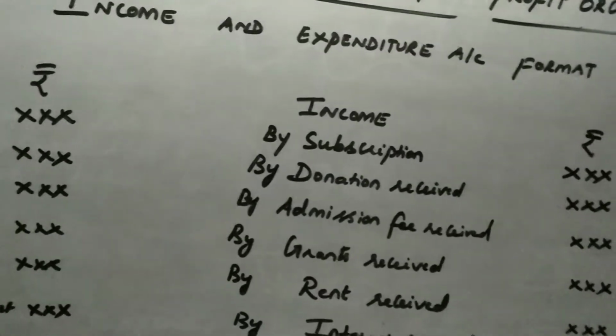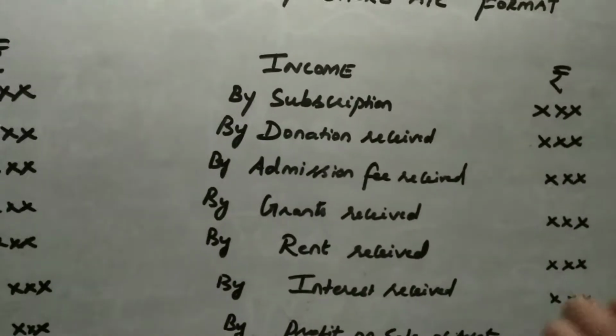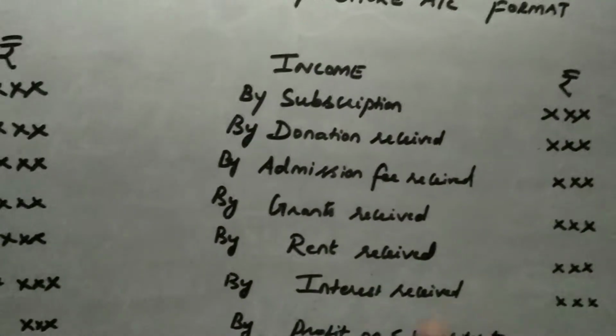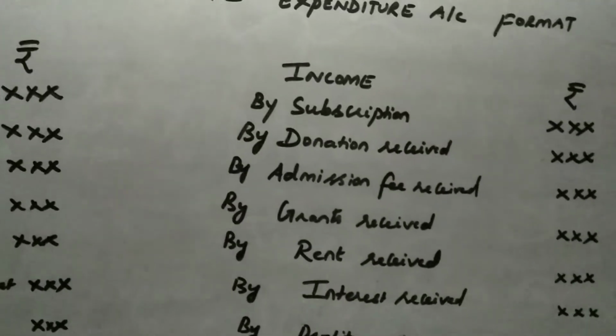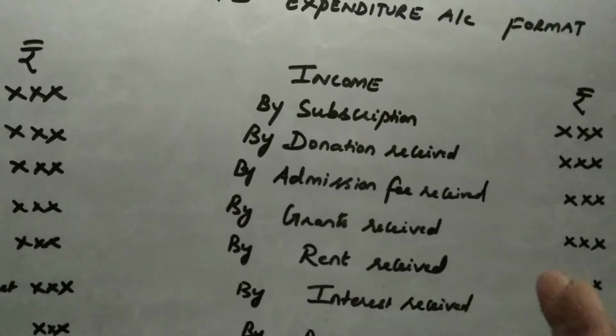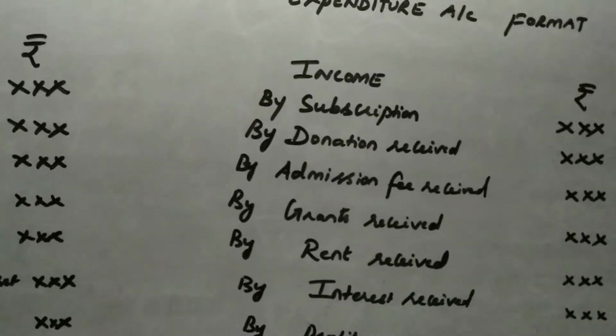Then rent received, it's an income. Interest received, income. And profit on sale of an asset. When an asset is being sold, the profit will be shown on the income side.